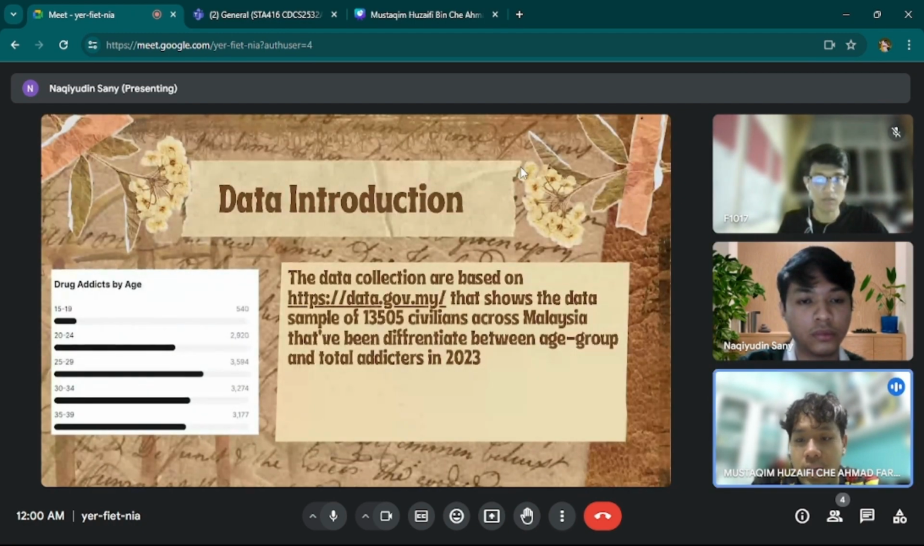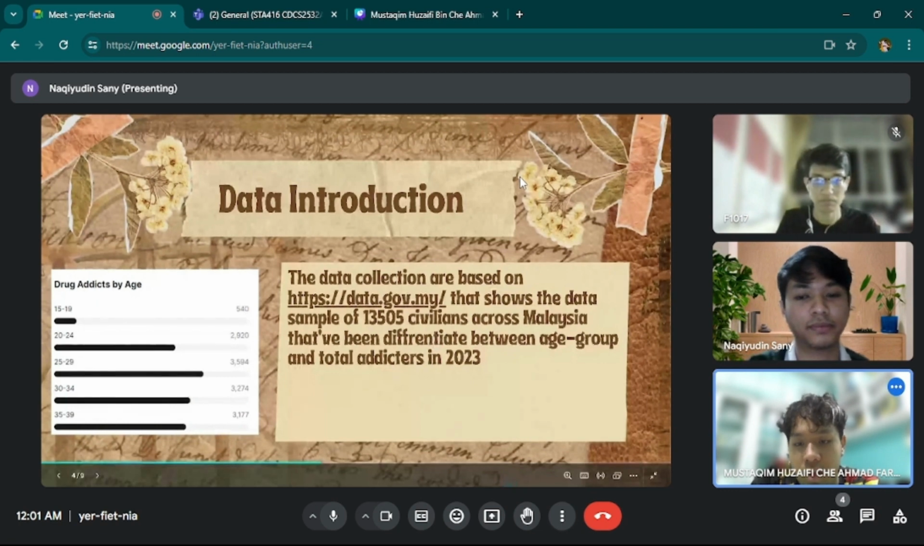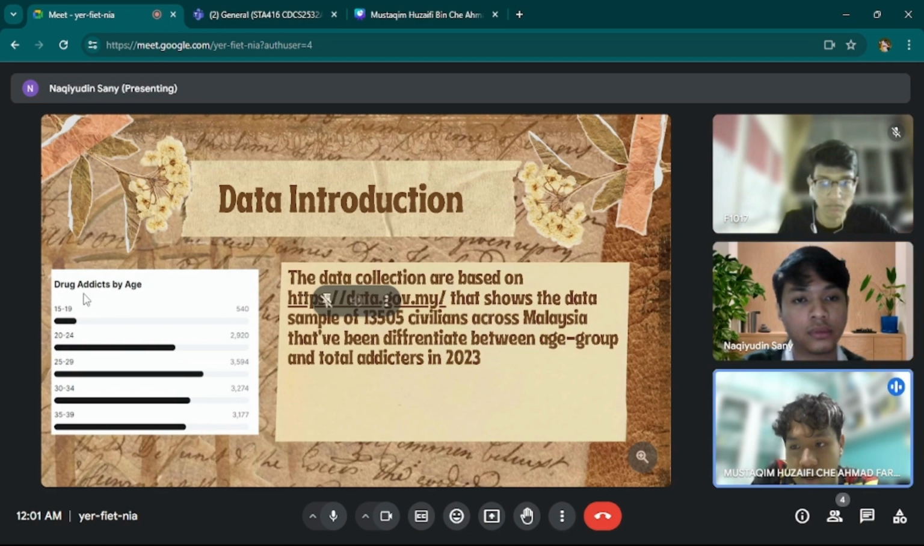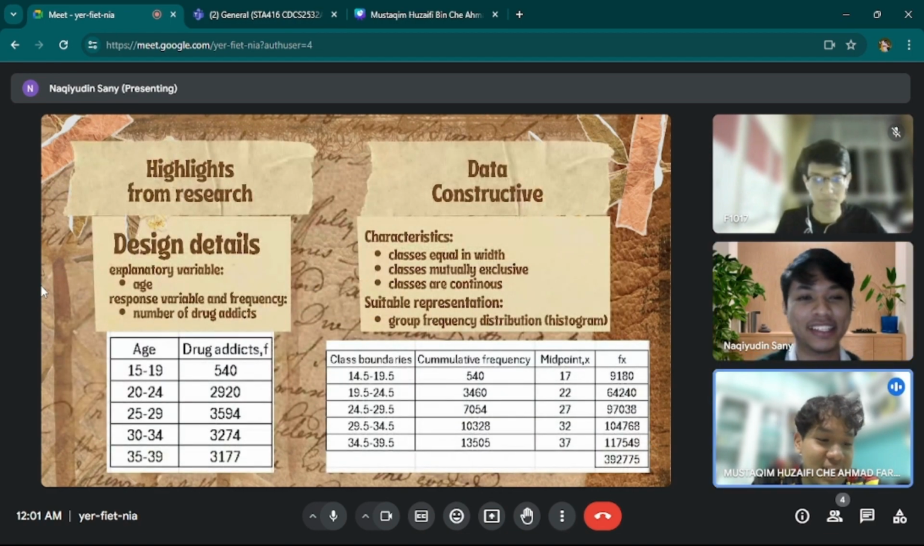So this is our data introduction. The data collection is based on this link from data.government.my, which shows a data sample of 13,505 civilians across Malaysia that have been differentiated between age group and total addictors in 2023.